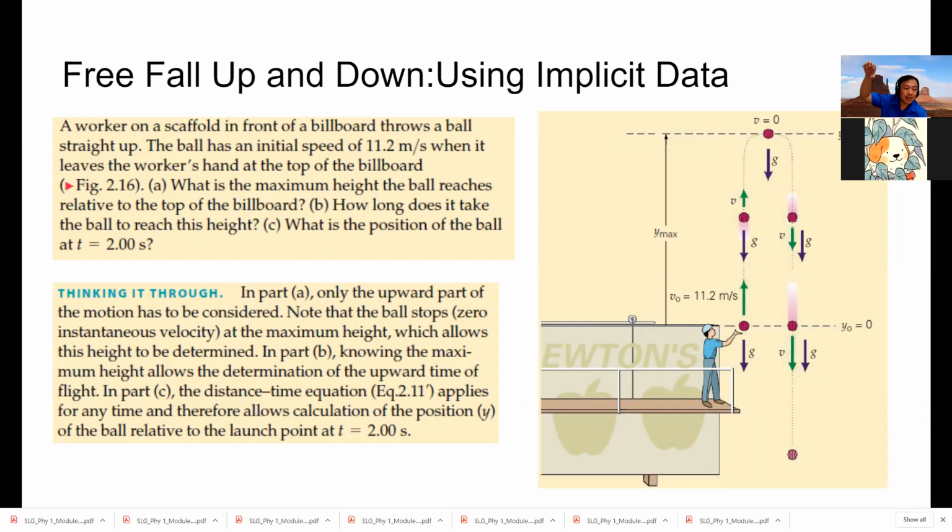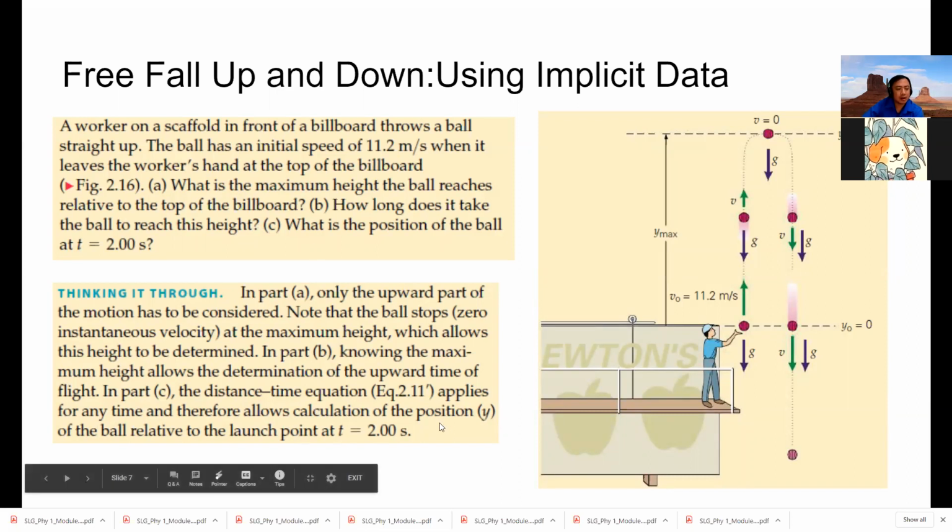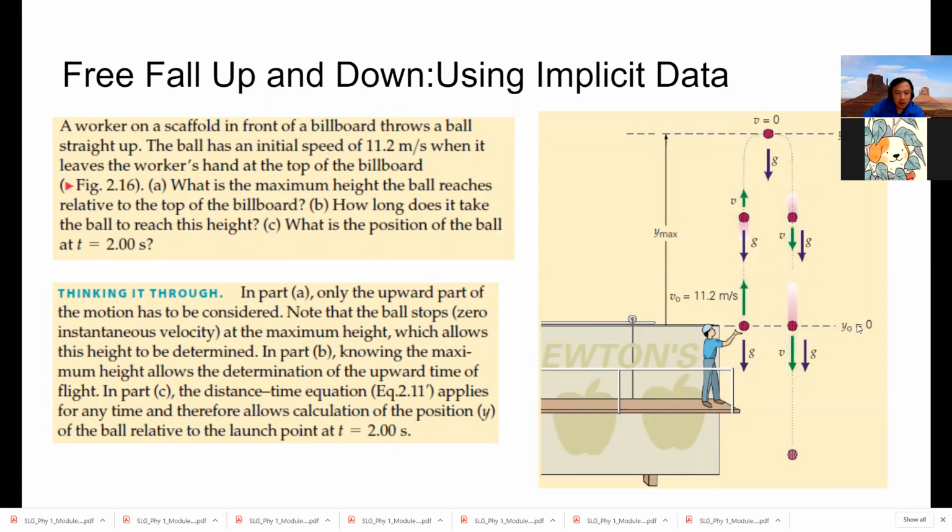So if you know the maximum height, you can know the upward time in part B. Part C, the distance-time equation, y equals y naught plus v naught t plus one half g t squared, apply that one and you can calculate the y position relative to the launch point. Take note, the ball is launched, y is equal to 0 here at the top of the billboard, at the level of the hand. Okay, he throws it up. So in that case, this y naught is equal to 0. Do you see the drawing? Yeah, the top height of the ball is y equals y max. And v final at the maximum height is 0.